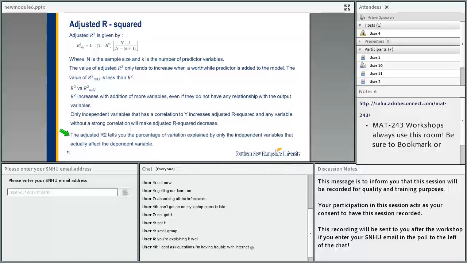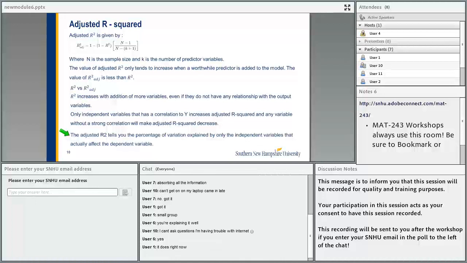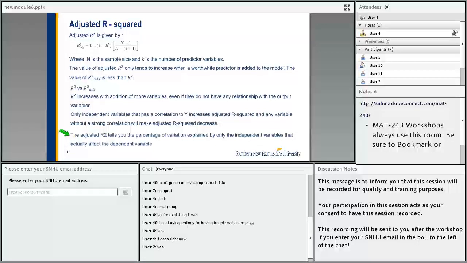So did this make sense, the adjusted R squared? Okay, this comes towards the end of 7.3, which is the last module for this week. So it's explained in the last part of 7.3.